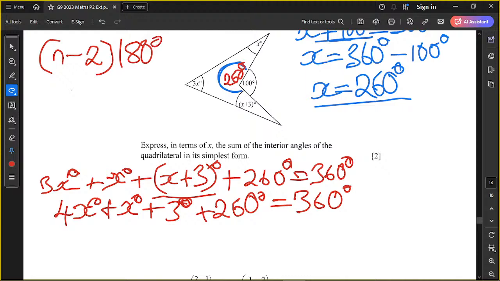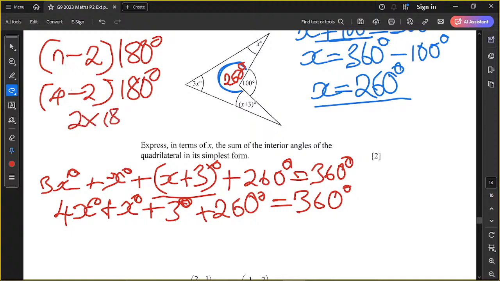So if we put 4, because this quadrilateral has 4 sides, which means 4 angles, we can say (4 minus 2) times 180 degrees, which will give us 2 times 180 degrees, which is equal to 360 degrees. So this is where we got 360 degrees. If you have questions, okay? Basically that's how I knew this is 360 degrees. The total sum of interior angles of a quadrilateral is 360 degrees.